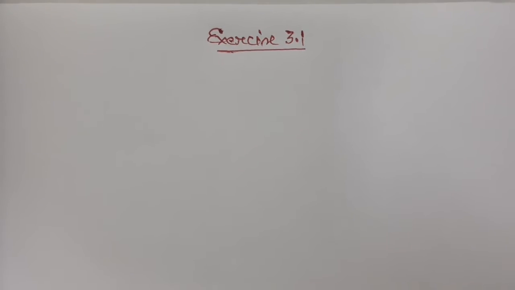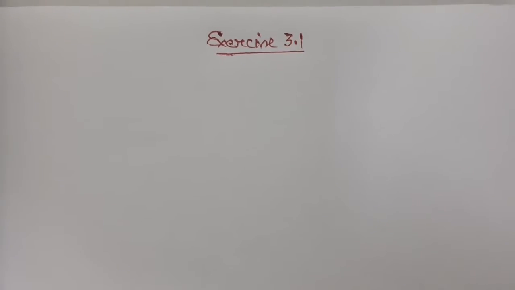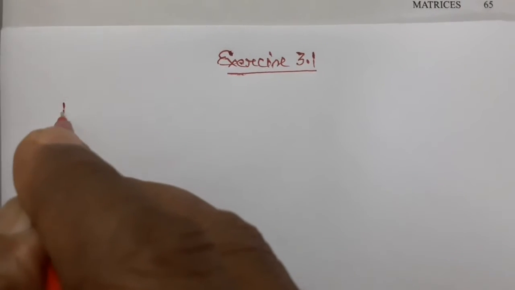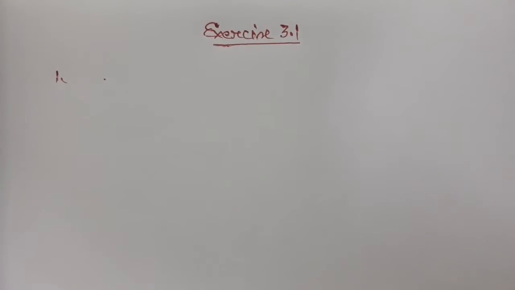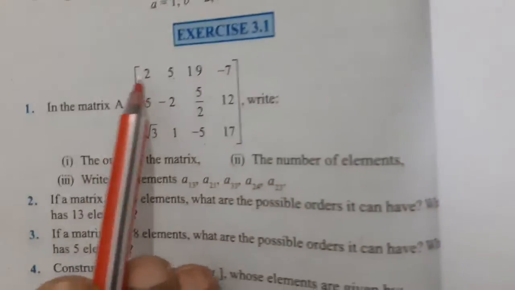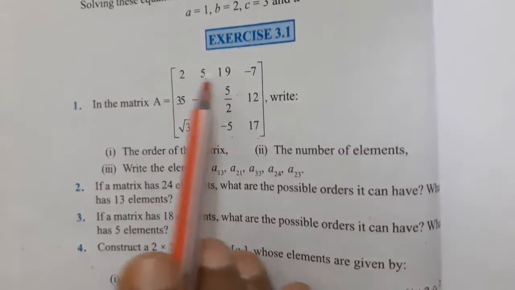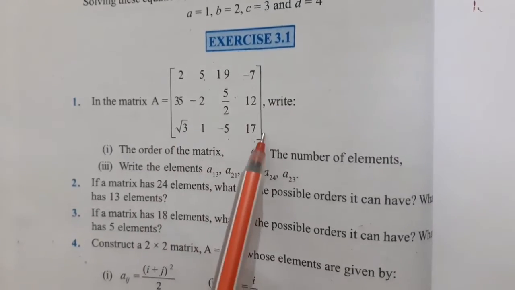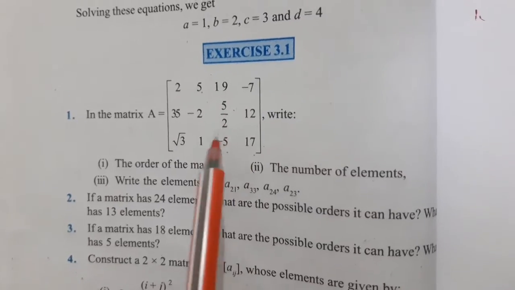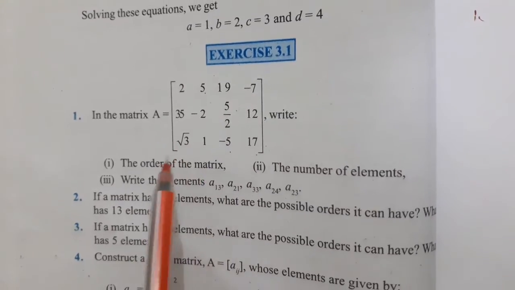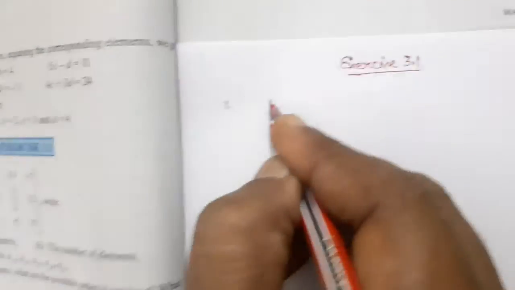Question number 1, a matrix is given, then write the order of the matrix. I have already explained what the order of a matrix is. The order of the matrix is always written as the number of rows multiplied by the number of columns. Now see how many rows there are. These horizontal lines are known as rows. This is row number 1, row number 2, row number 3, and there are 4 columns. Vertical lines are known as columns. Then what is the order of this matrix? We can say the order of this matrix is 3 cross 4.